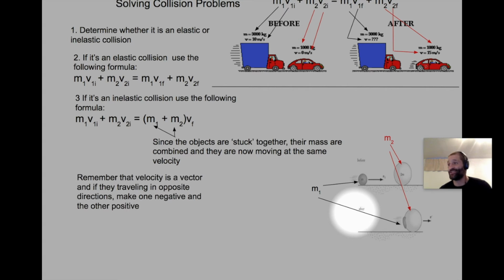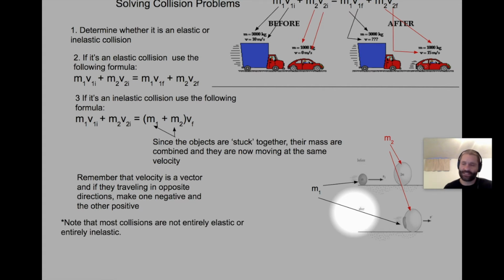Remember, velocity is a vector. So if it's going the opposite direction, super important, you got to make that velocity the other direction negative. So if a car gets knocked backwards, its velocity is going to be negative. Now, in introductory level physics, most collisions are not entirely elastic or inelastic in the real world. But this is just an intro of how these work. Most of the time, they're a combination of the two.